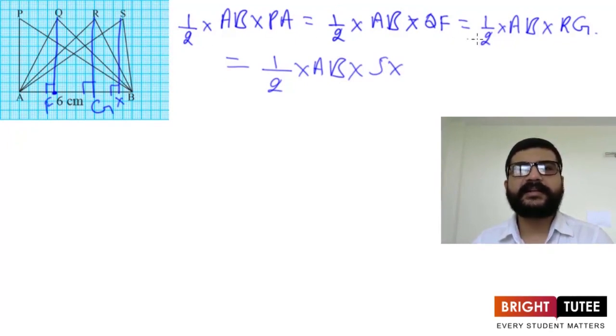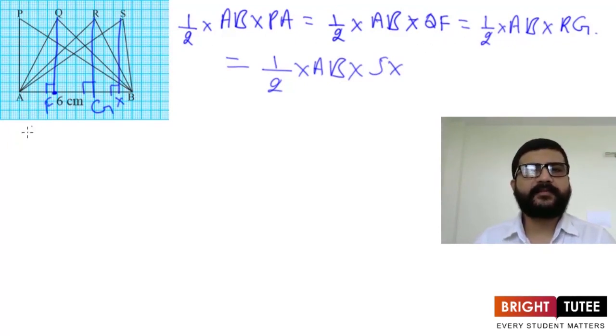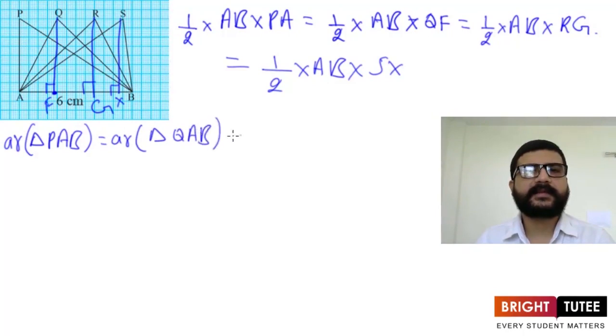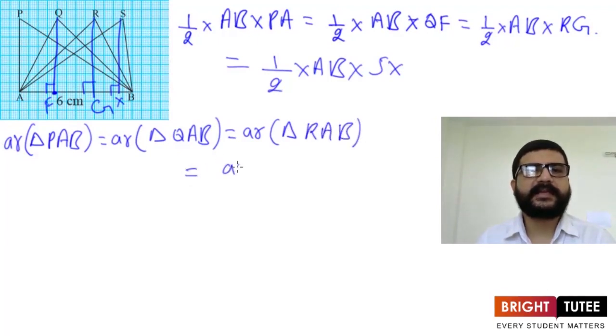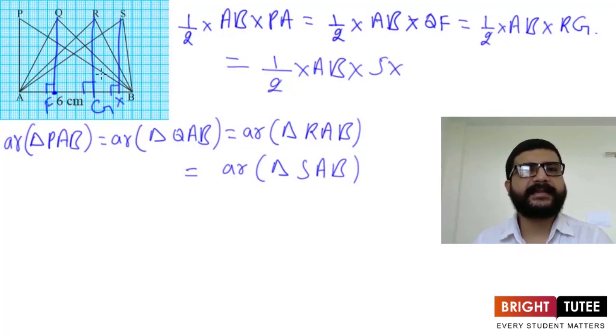So now here all the quantities written are equal. So therefore we can say that the area of triangle PAB is equal to the area of triangle QAB, is equal to the area of triangle RAB, and this will be equal to the area of triangle SAB. So here the areas of all the four triangles are equal.